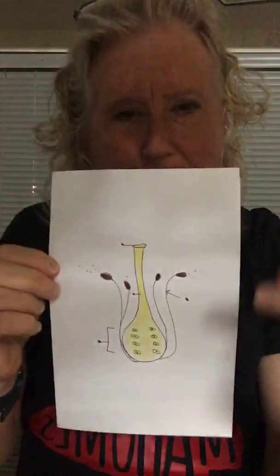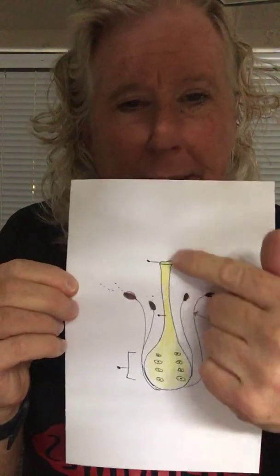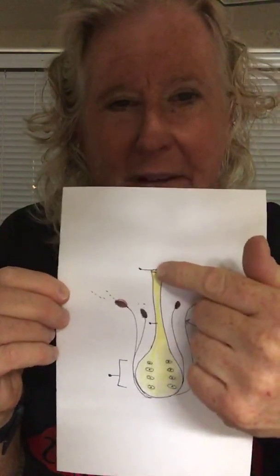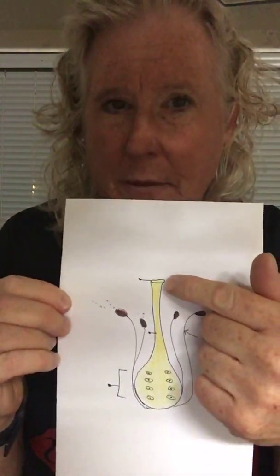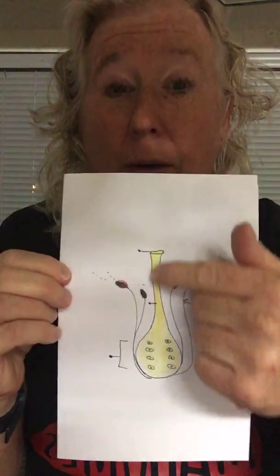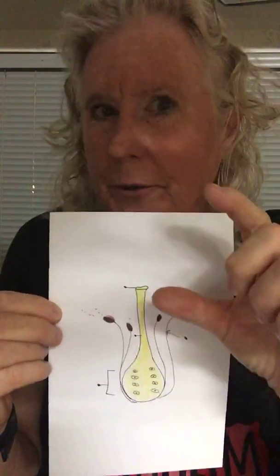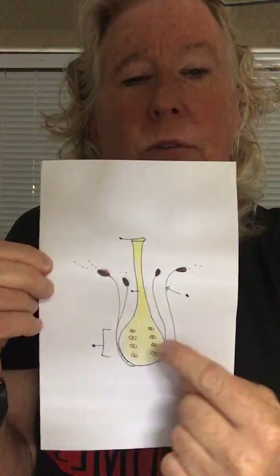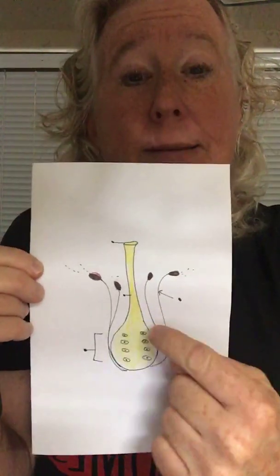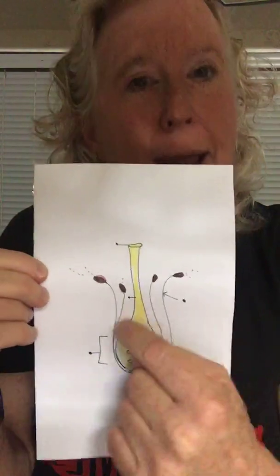You ready? This is the pistil. Here's the sticky stigma. And these can come in all kinds of shapes. All right? This is the style. It's like a neck. All right? Sometimes they're real short, sometimes they're real long. And this is the ovary. And inside the ovary are eggs.